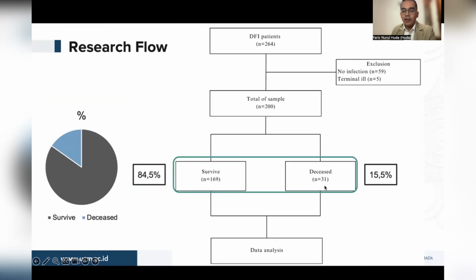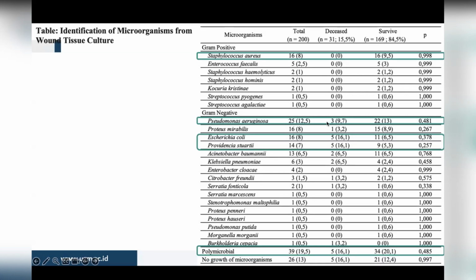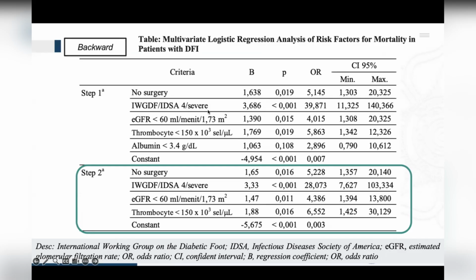169 patients survived, and 31 patients died. This is the characteristic data. There are 18 variables, and mortal patients were dominant with E. coli and Providencia stuartii. We find 5 risk factors that have a p-value under 0.05. We continue to the multivariate logistic regression analysis.